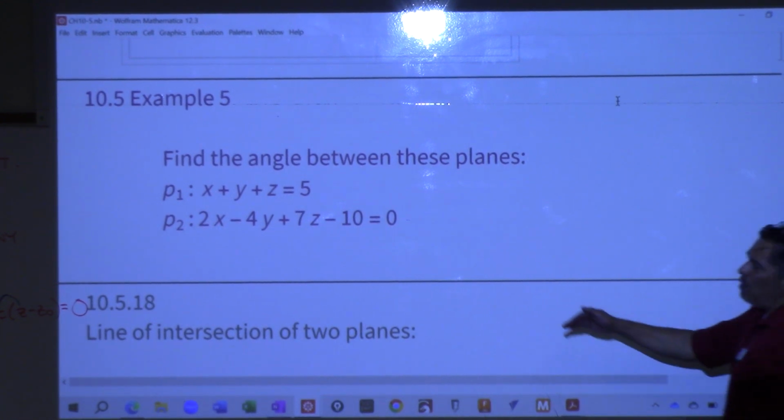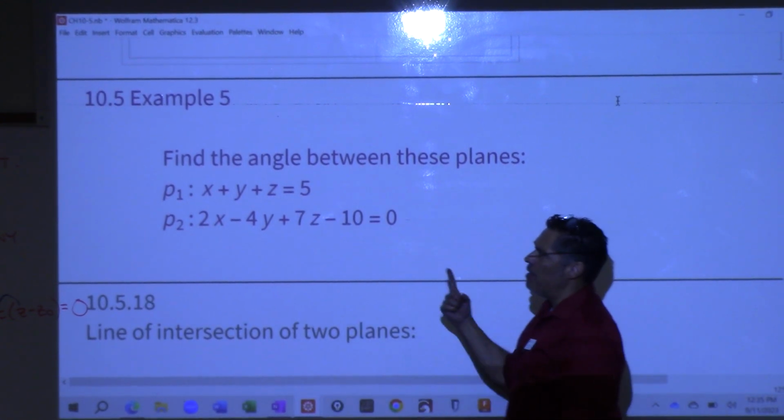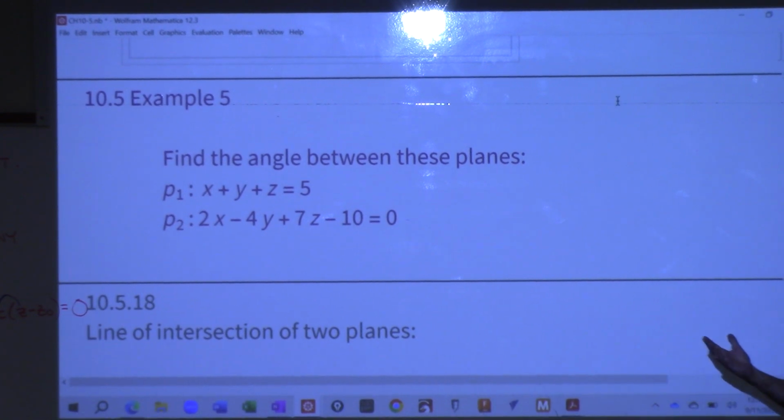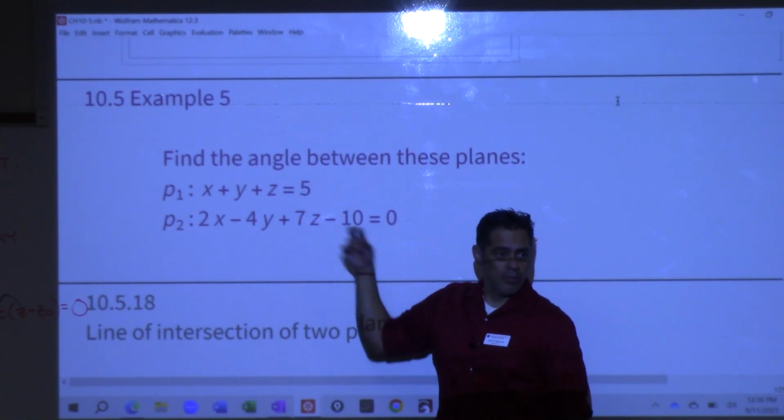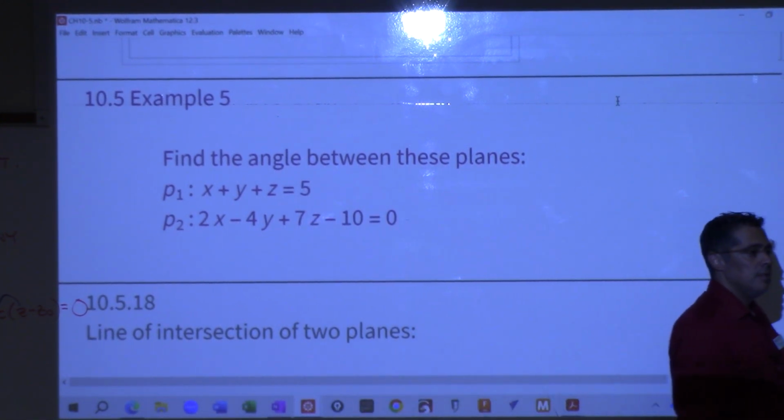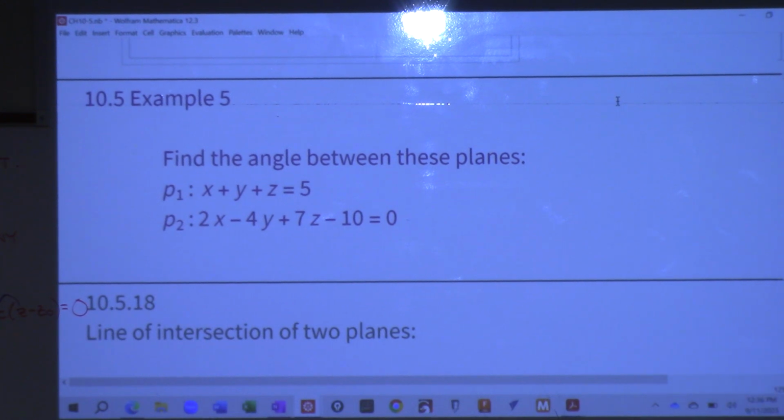If you set these planes equal to one another, you're going to have one equation and three unknowns, right? So right now, how many equations do we have? Two. How many unknowns? Three. So if you have three unknowns and two equations, it's possible to have an infinite number of solutions.